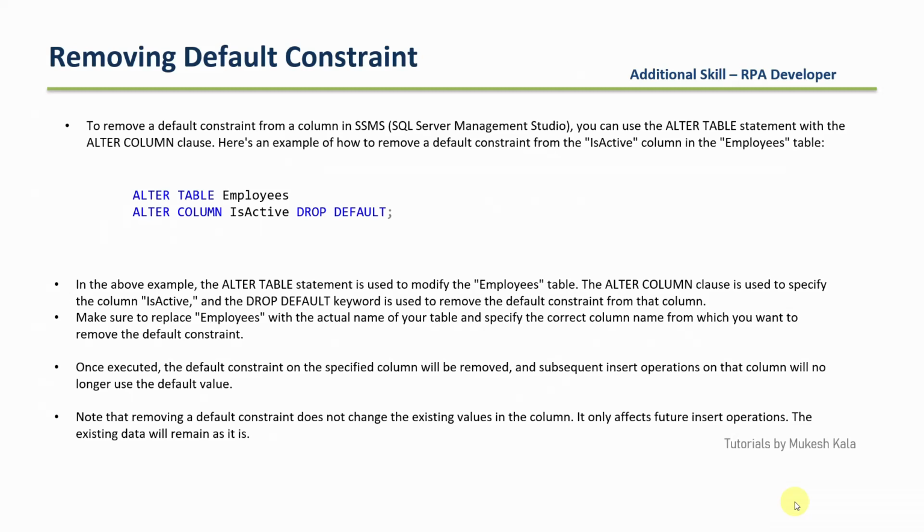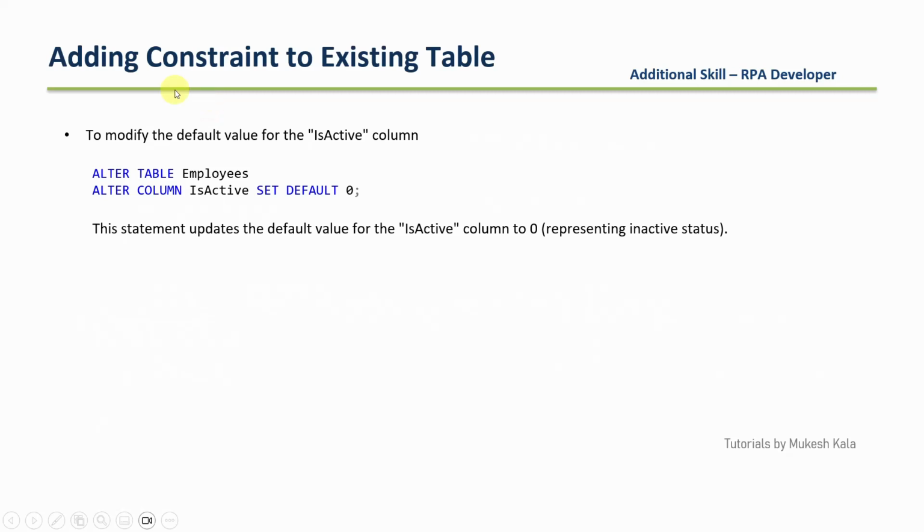Just like to add the default constraint, I was using alter table employees, alter column, now here, to remove it, I have to again alter the table. So this is the query, guys. Alter table employees, alter column IsActive, and drop the default. Remember, when I had to add it, I was using alter table employees. This was the same. Alter column was also the same. IsActive is the column name, and to add the constraint, I said set default to 0.